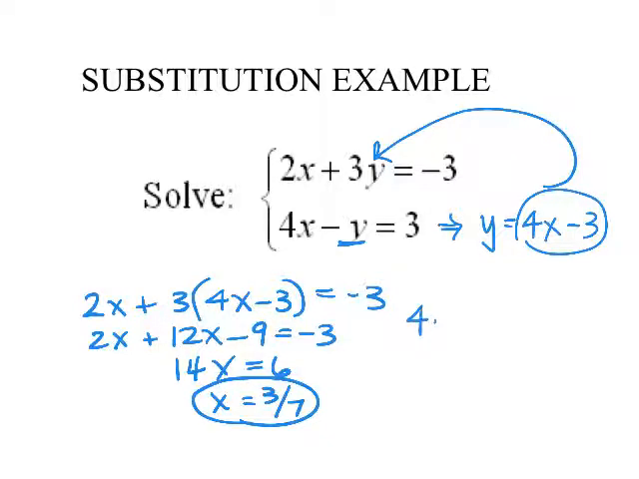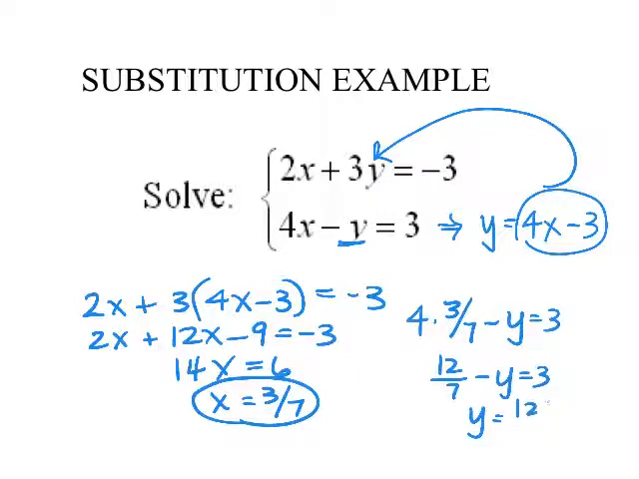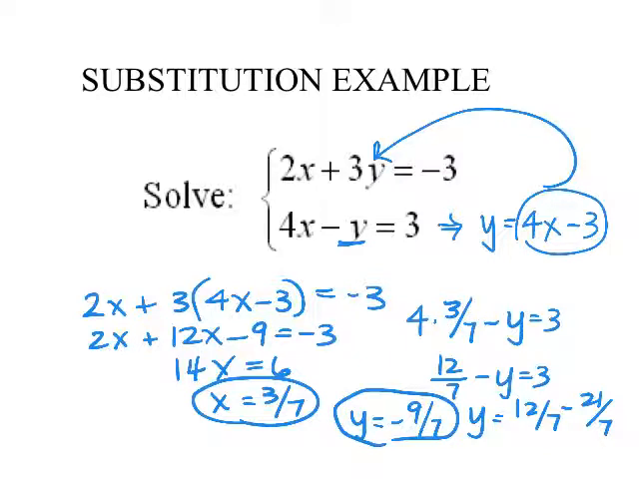So the second equation, 4 times 3/7 minus y equals 3. So we end up with 12/7 minus y equals 3. So y equals 12/7 minus, if we need to get sevenths, 21/7, right? That's minus 3. And we end up with y equals negative 9/7. And then to check our work, of course, we could take both of these and plug it into the first equation and make sure it makes sense. So we might as well do that. 2 times 3/7 is 6/7.